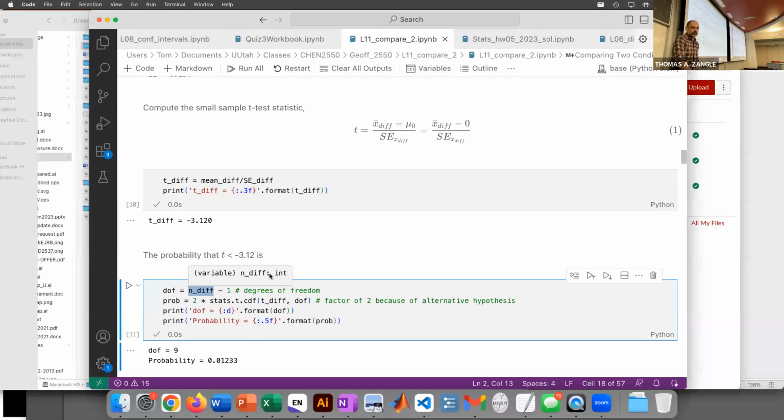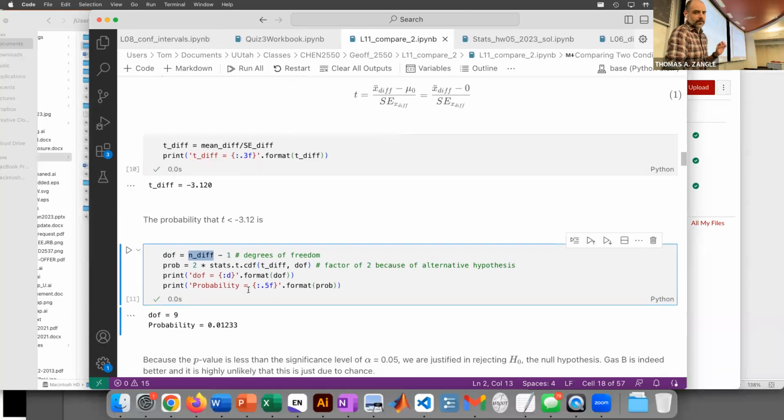So when we have a pairwise comparison, our degrees of freedom is the number of pairs that we have, minus 1. So remember, we sent cabs out 20 times total, because we sent each cab out twice, once with gas A, once with gas B. But we did that in 10 pairs, and so we ended up with 10 estimates of the difference in miles per gallon. So the number of pairs minus 1 is the degrees of freedom. That makes sense? This is a small thing to trip up on, but it may trip you up, so just keep that in mind.